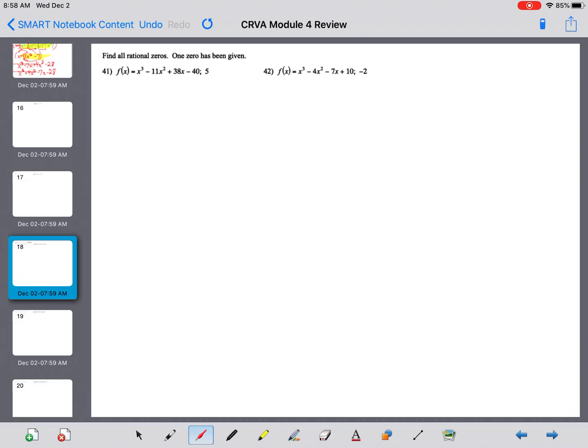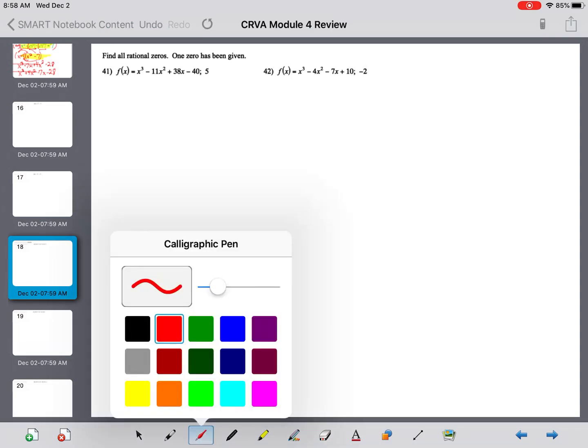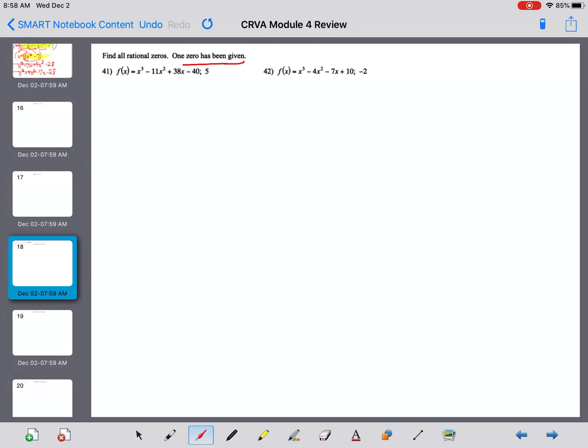Find all rational zeros. 1 0 has been given. The way to look on your test actually is 1 0 will be given, and they'll give you some numbers down below, and they'll ask which number below is also a 0. So there's actually a couple ways of doing that, but your start has to be exactly the same.